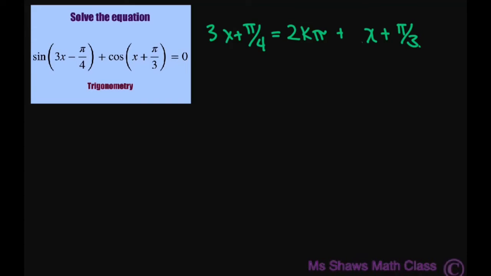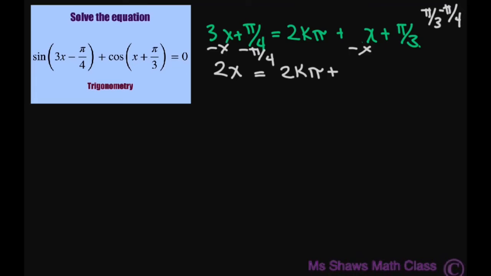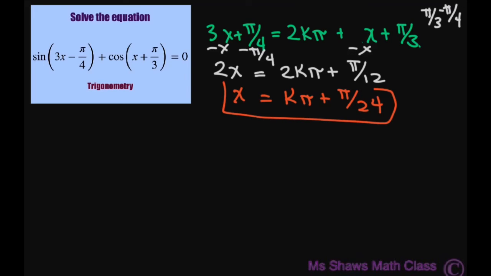Let's subtract the x, so I get 2x if I subtract this x. And let's subtract π/4. So that's going to give you 2kπ + π/3 − π/4. And that's just going to give you π/12, because that's your common denominator. And then we're solving for x, so divide both sides by 2. So this is going to be kπ + π/24. So there's that one general solution.